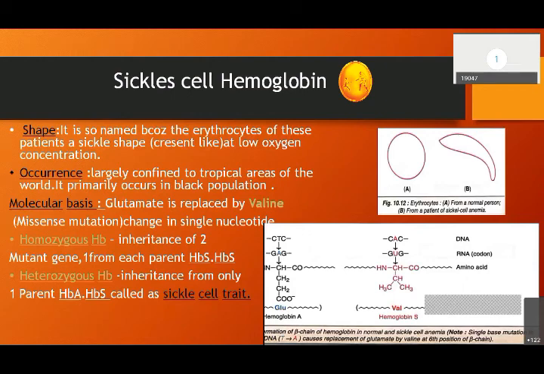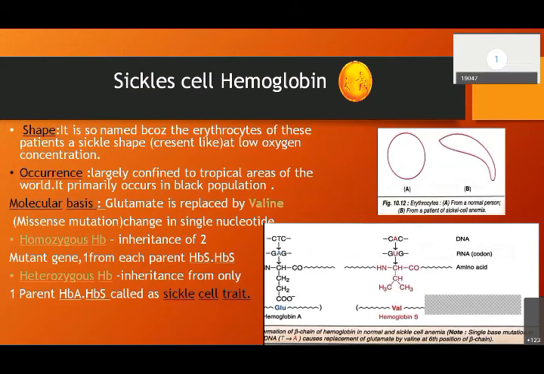Now its molecular basis. As I said, it is an autosomal recessive disorder. Here glutamate is replaced by valine at the 6th position of the beta chain due to a missense mutation, that is, a change in a single amino acid. Here we can see that CTC changes into CAC, meaning thymine changes into adenine, which leads to formation of GUG in place of GAG. So there is incorporation of valine in the place of glutamate, which leads to the disease sickle cell hemoglobin.